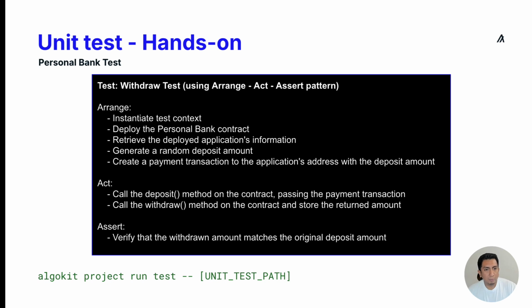The next unit test is going to be withdraw. For the withdraw, it's going to be very similar. You have to instantiate the test context, deploy the personal bank contract, retrieve the deployed application information, generate a random number, create a payment transaction from the random number, putting as receiver the application address, and then you call the deposit method, adding the payment transaction, and then you call the withdraw method. And the assert is going to be the verification that the result of the withdraw method has to be the same as the random number generated. If both are the same, the test will pass.